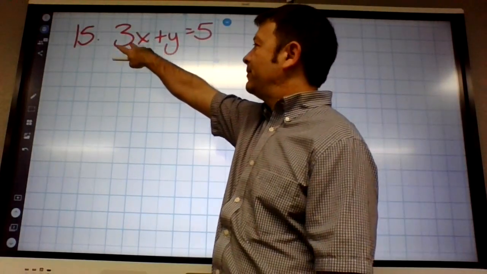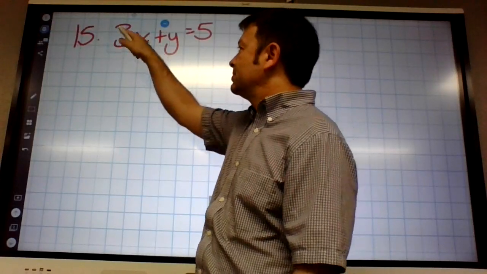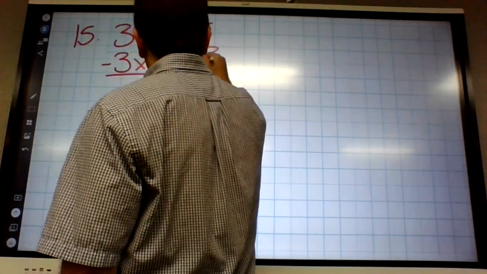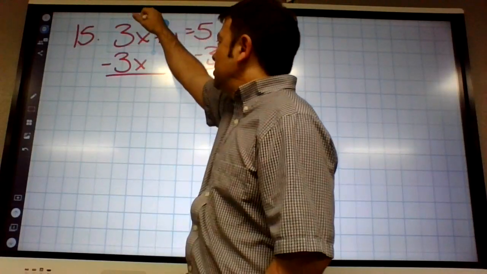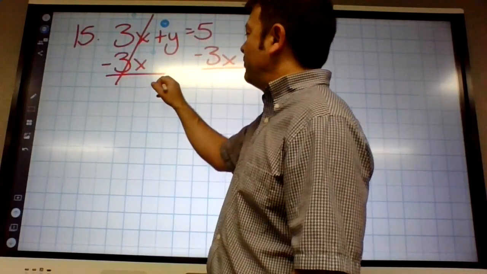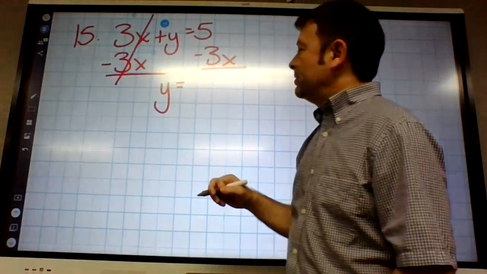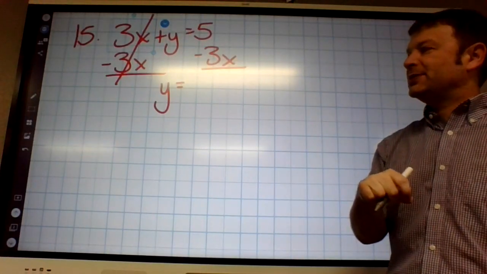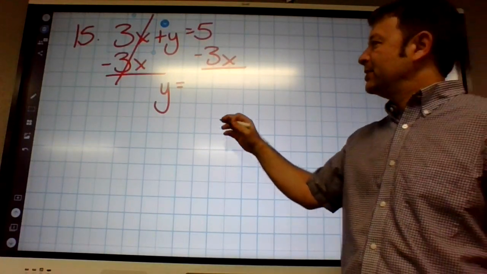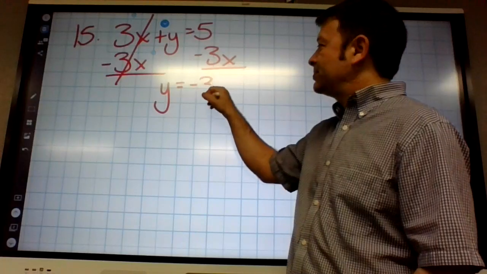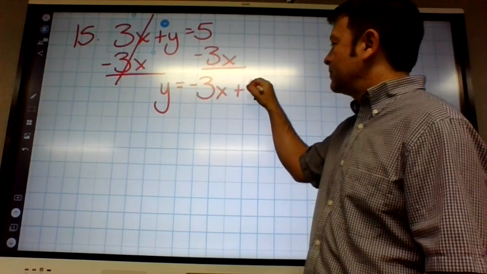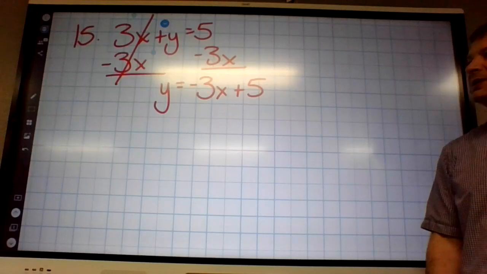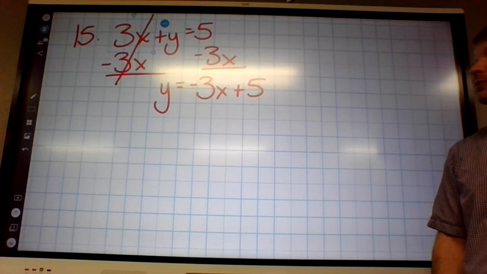So how do I get rid of this added 3x? Minus 3x. Negative 3x plus 5. Okay, so that goes away. We have y on the left side. Remember this from last week. Instead of writing 5 minus 3x, which does not mix, I had you guys write minus 3x plus 5. Once you change the slope-intercept form, it's a lot easier to graph.